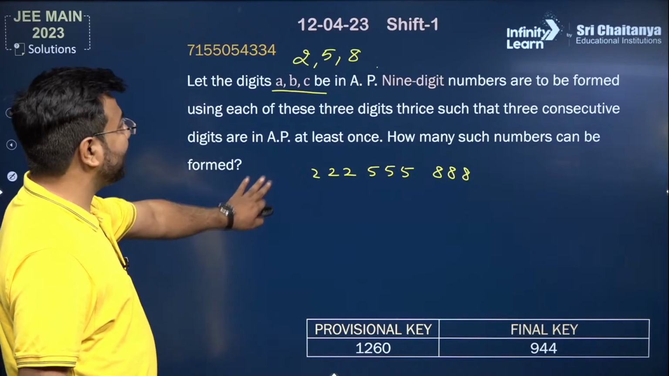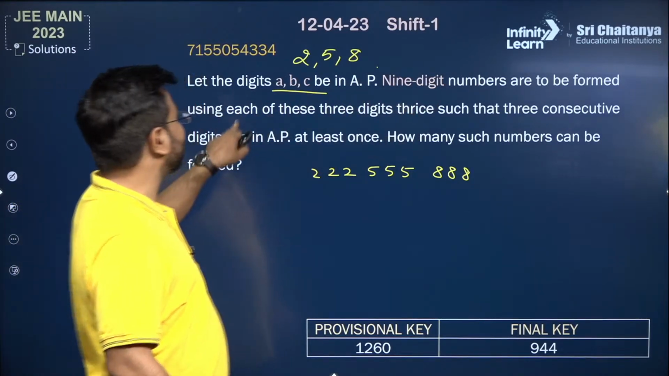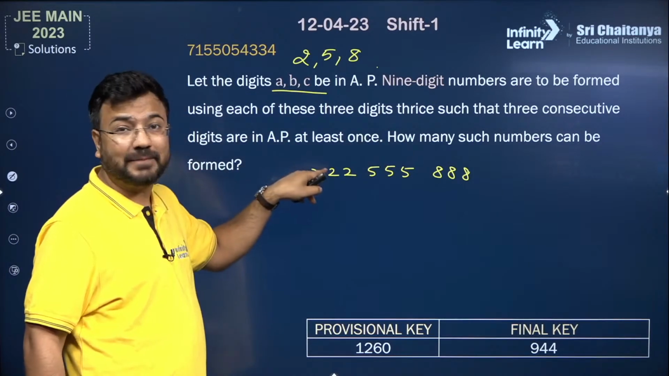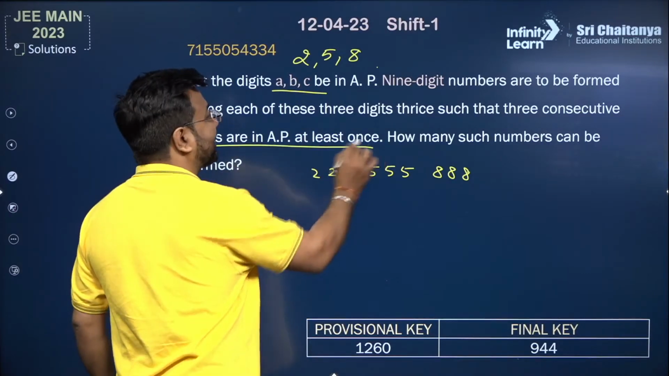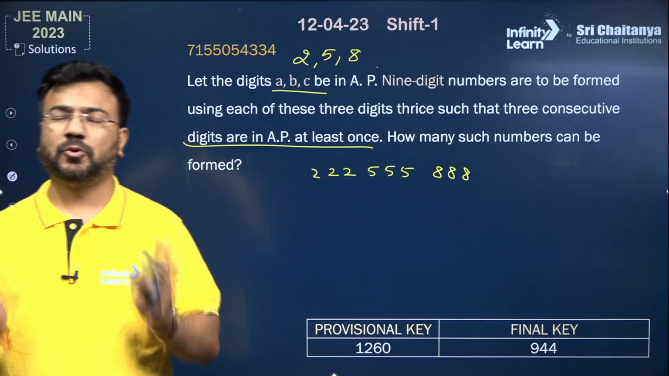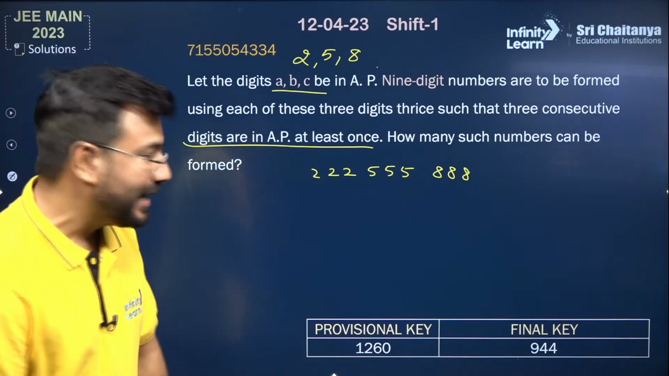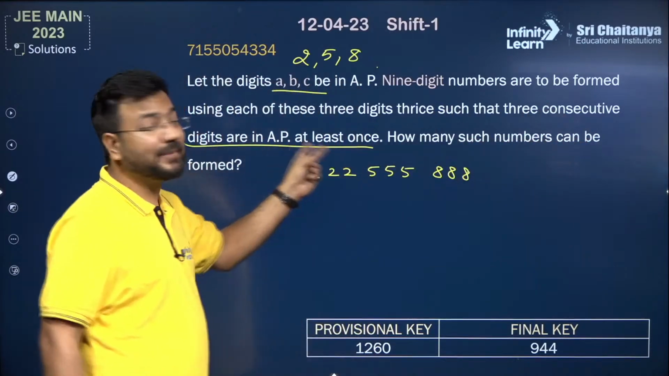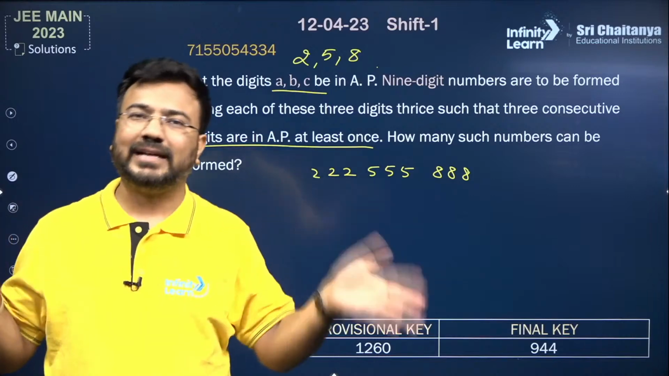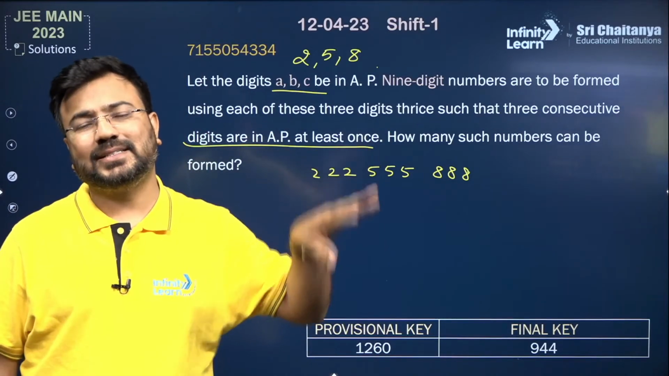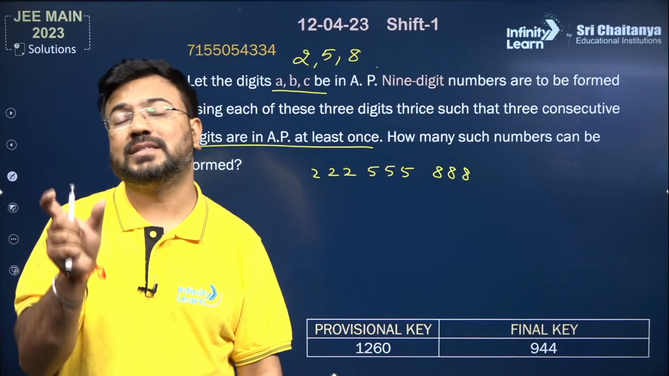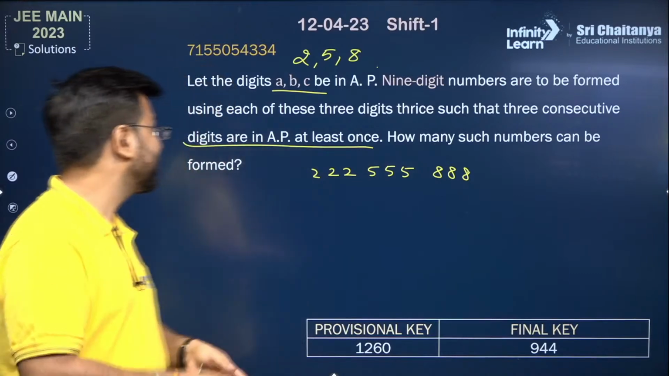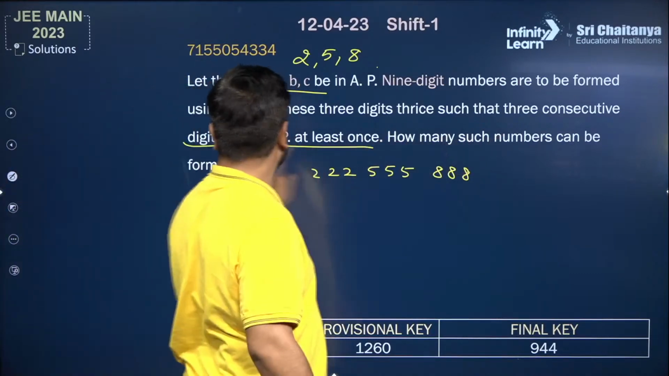Now what they are actually demanding here: 9-digit numbers are to be formed using each of the 3 digits such that 3 consecutive digits are in AP at least once. This is the important condition given here. This question belongs to the permutation and combination chapter. That means out of these 9 digits, there should be 3 consecutive digits which are in AP at least once. It can be more than once, but here it is at least once.